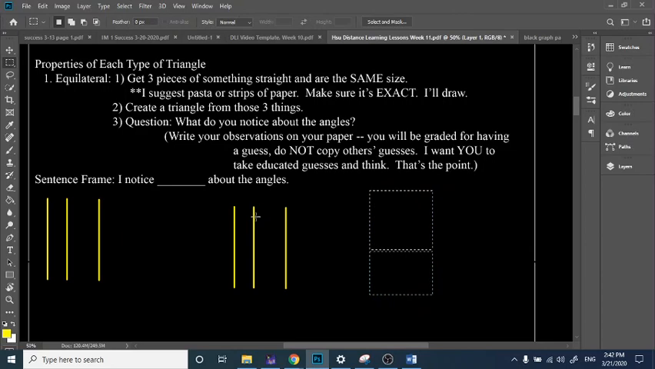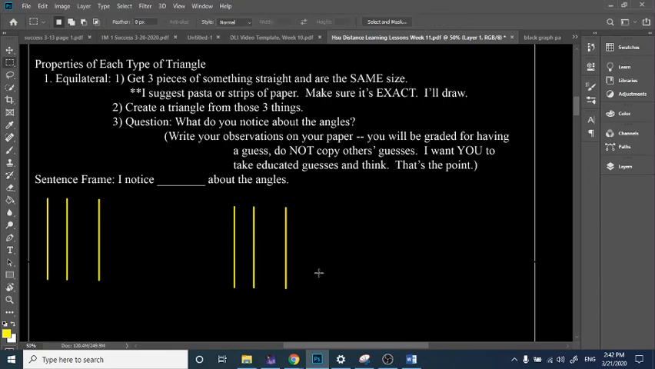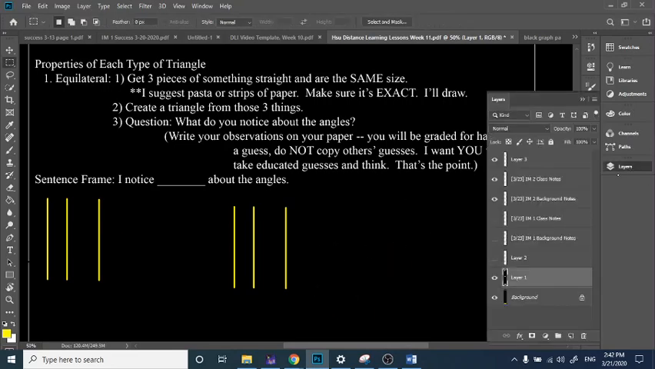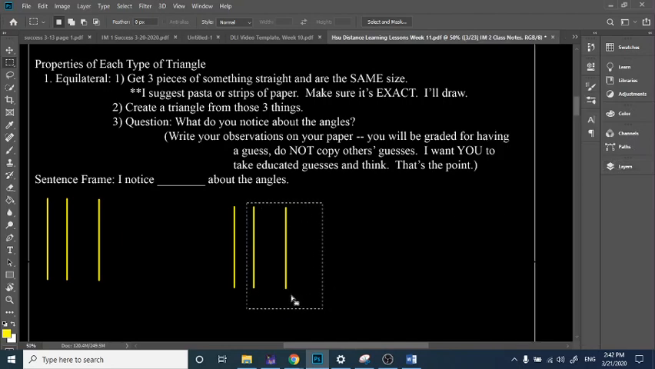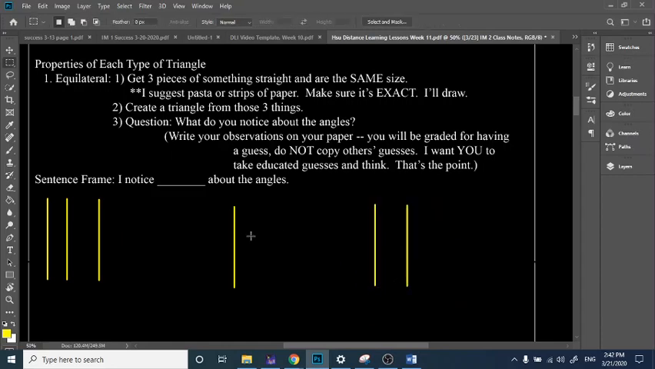Okay, that didn't do what I thought it was going to do. Oh, I didn't press that. Interesting. Let me check my layers. Yeah, that's not supposed to be there. Anyway, so let's move that thing around and let's try to create a triangle from this.